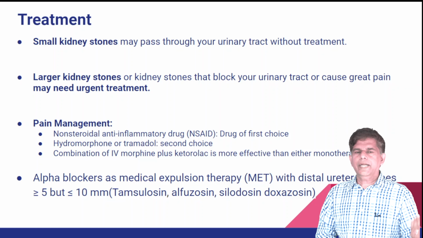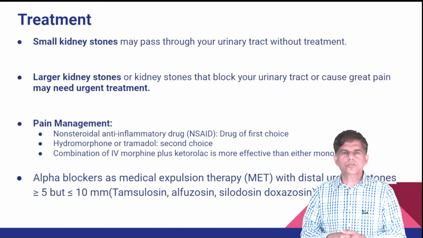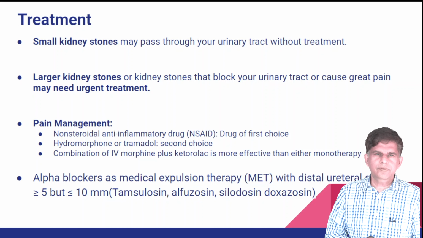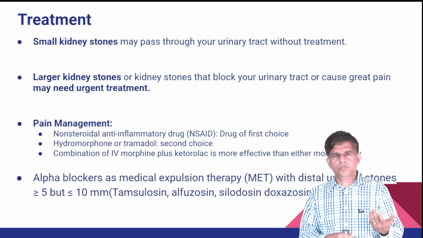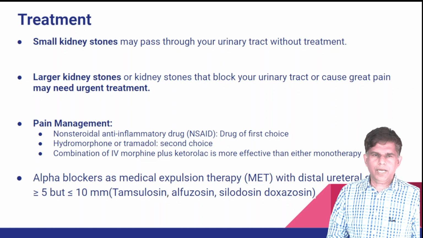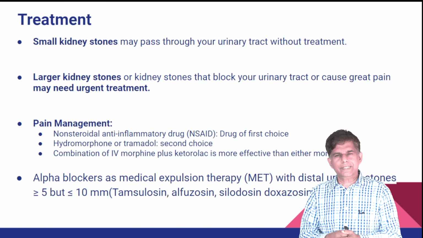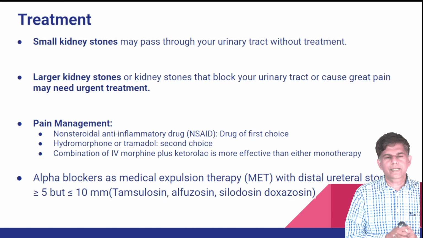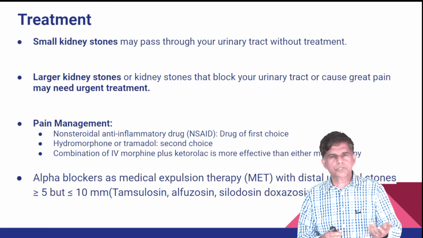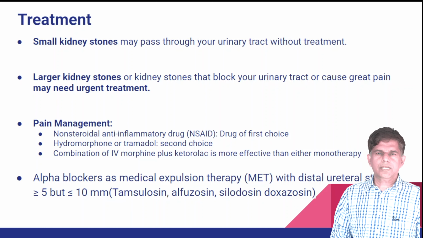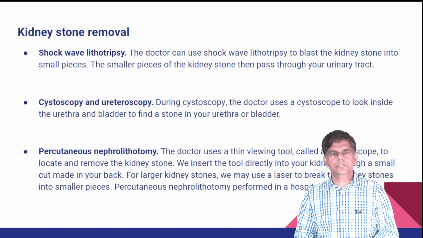Pain management: hydromorphone. I mean, a combination of IV morphine and ketorolac is more effective, but you can use hydromorphone, tramadol, and those are the choices. And alpha blockers for medical expulsion therapy with the distal ureteral stones, that's mainly. So tamsulosin, you've got alfuzosin, you've got silodosin and doxazosin, that you could use, okay?